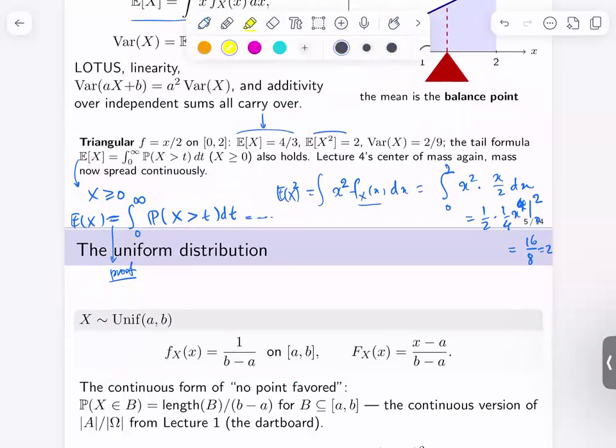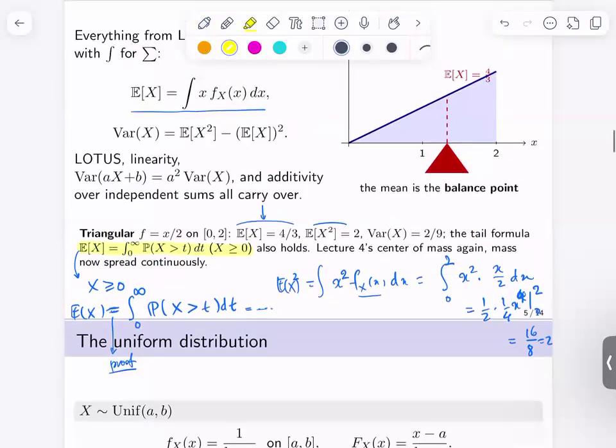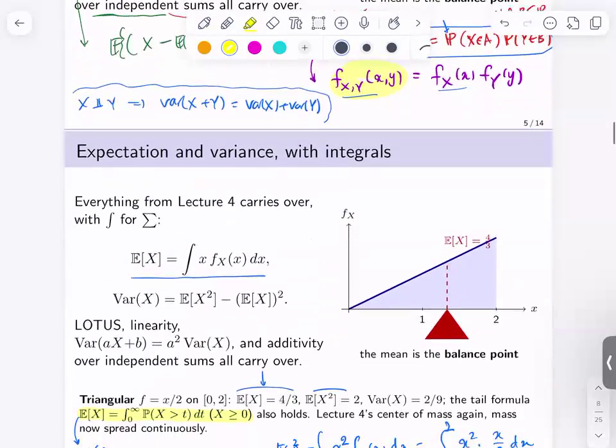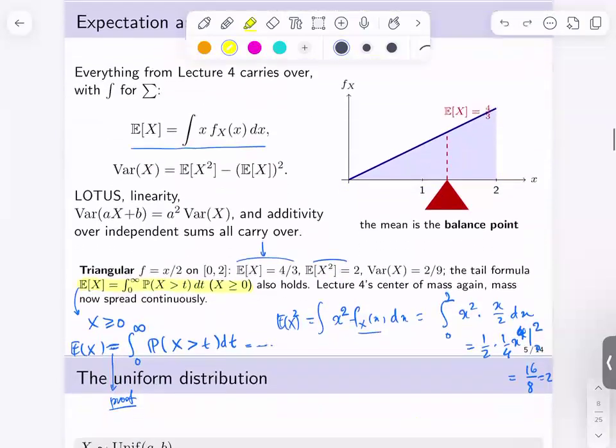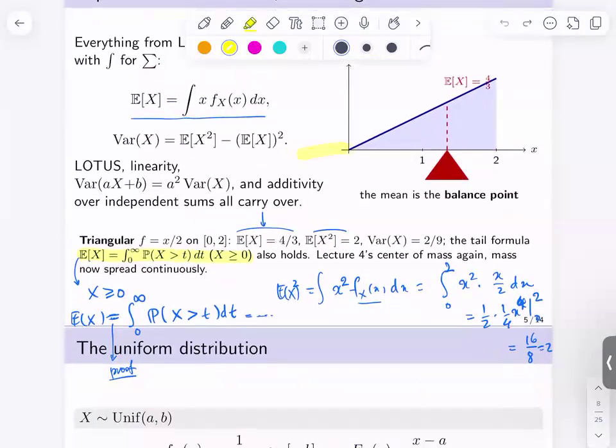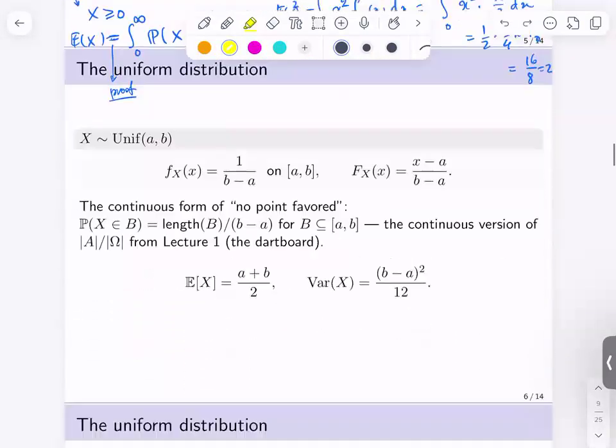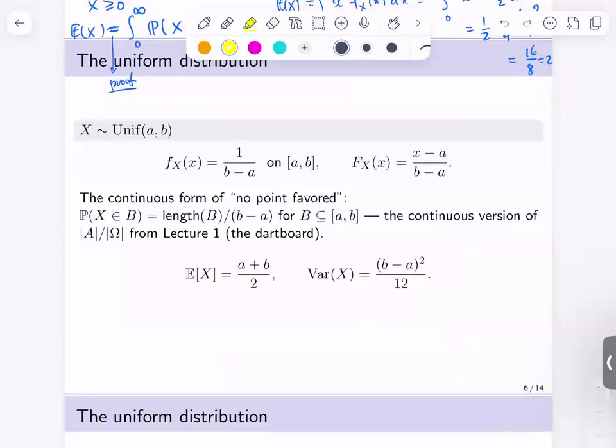This is important. It only holds for non-negative random variables, the random variables that take only non-negative values. The example is here. The PDF only puts mass on 0 to 2, and nothing on the negative side. Otherwise, this wouldn't work. Okay, questions?